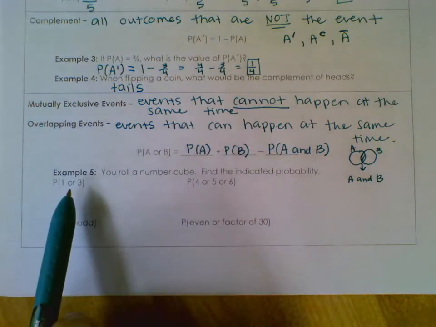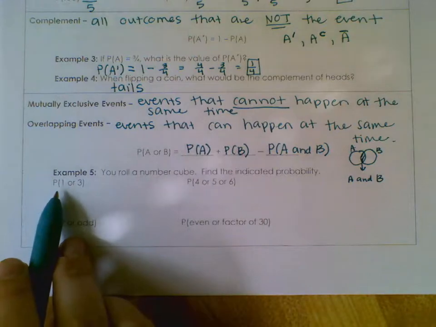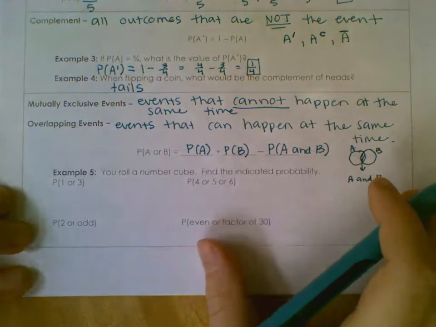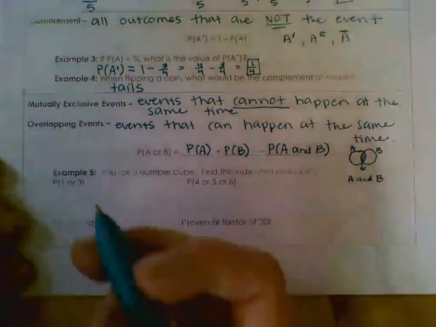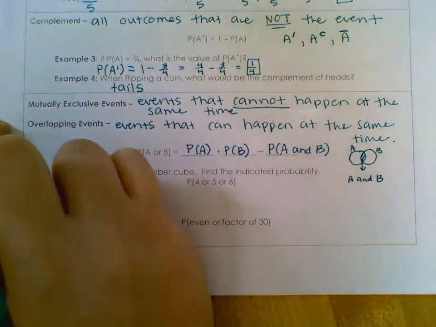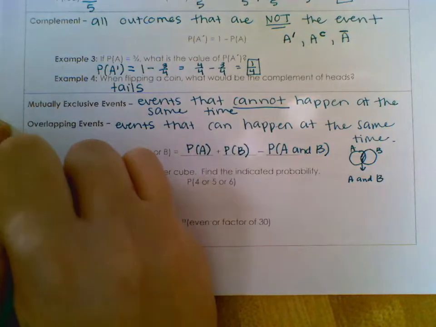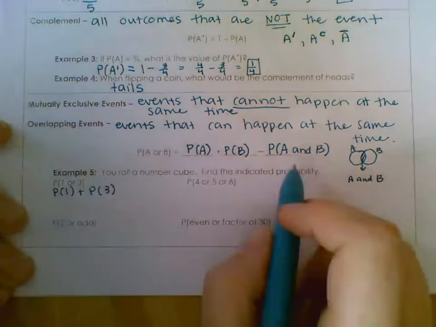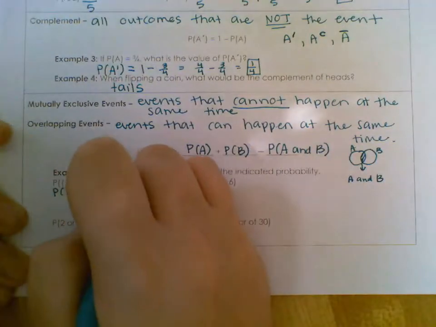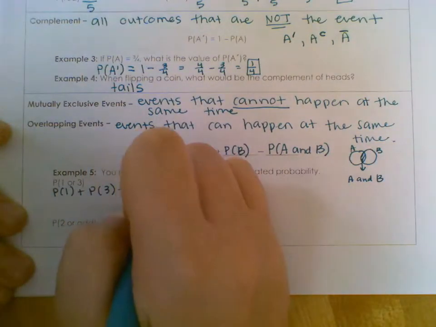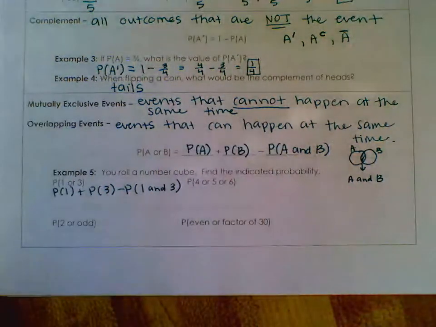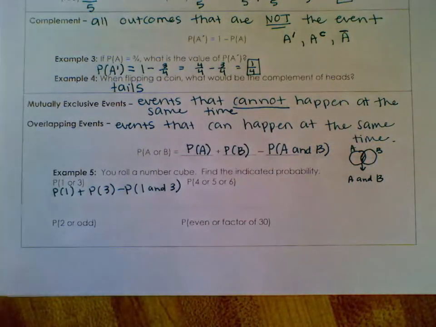So let's look at example 5. First, I want to find the probability of 1 or 3. So you don't have to write this down every time, I'm going to write it down for the first one. I want to find the probability of 1 plus the probability of 3. And then I also want to subtract the probability that 1 and 3 will happen at the same time. So that's the formula that I'm kind of following in my head.